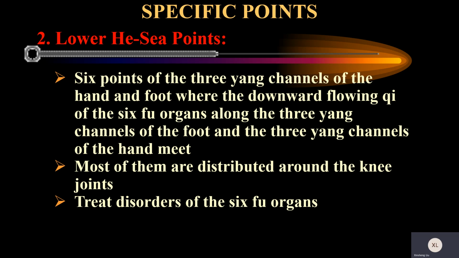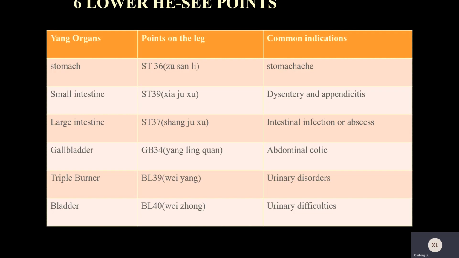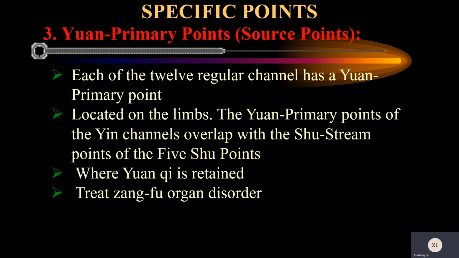Even the large intestine channel, we know the large intestine channel is on the upper limbs, but its lower Hersey point is in the lower limbs, on the stomach channel, right? When we talk about that, we can talk in detail. Most of them are distributed around the knee joint. Most of them are distributed around the knee joint. Yeah. They treat disorders of the 6 fu organs. Remember that. Lower Hersey points treat disorders of 6 fu organs. Here are the lower Hersey points listed. And in Peter's book, I didn't see he wrote it in the common pages. I didn't see a record of lower Hersey points. But here we have to tell you, yeah, lower Hersey points. Sometimes they test you.